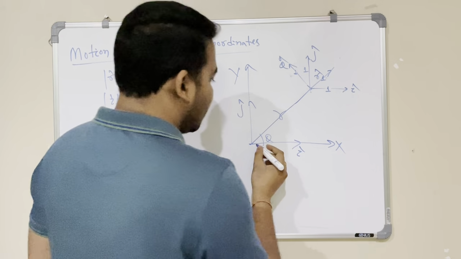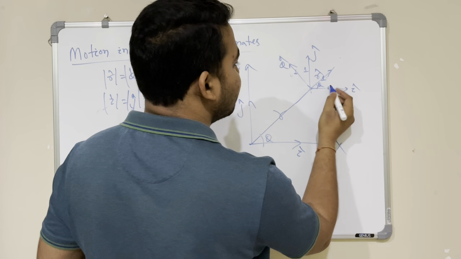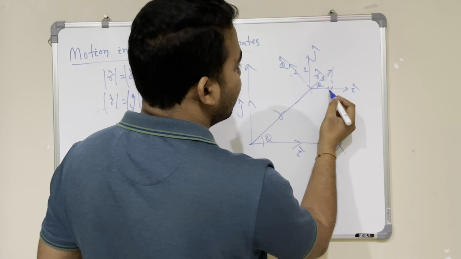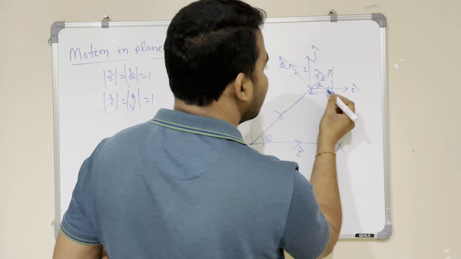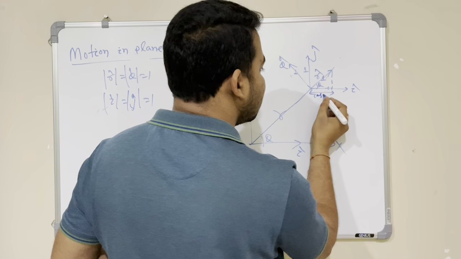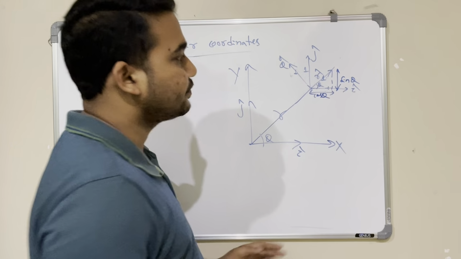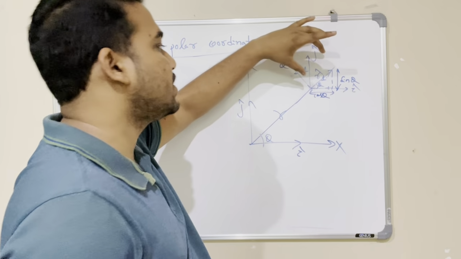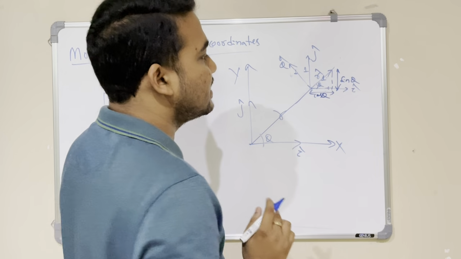That means if this angle is theta, then here also this angle is theta. If we draw a perpendicular from r cap on the I cap axis, then as r cap has unit magnitude, this distance is cos theta. Similarly, this distance is sin theta. Clear? R cap is the unit vector, so its magnitude is 1.